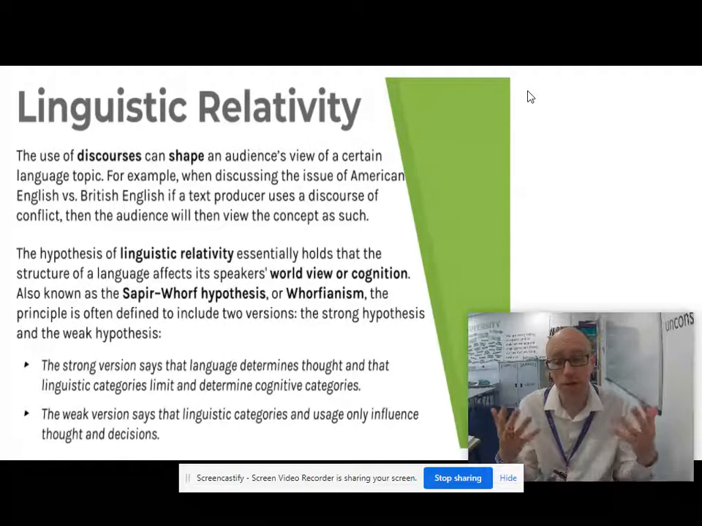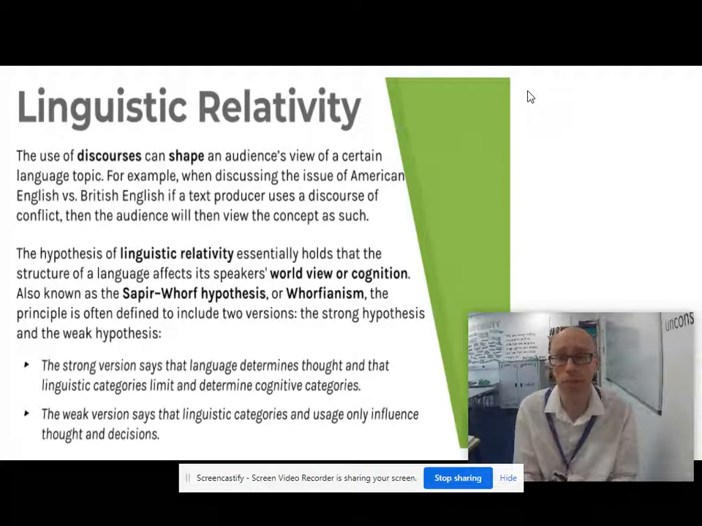Obviously the representation of certain concepts, if for example you're picking up the Daily Mail and it's always representing American English in a negative way, you could argue that you are being positioned, you're being determined to think of language in that way. Now that's called linguistic relativity. There is a weak version of this that basically says the language that's being used is only influencing rather than completely determining your opinions.